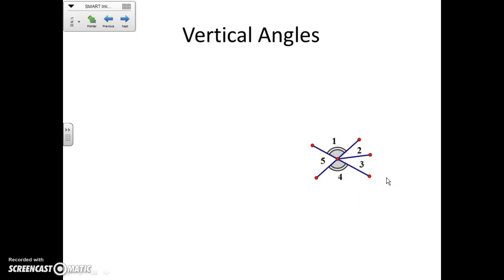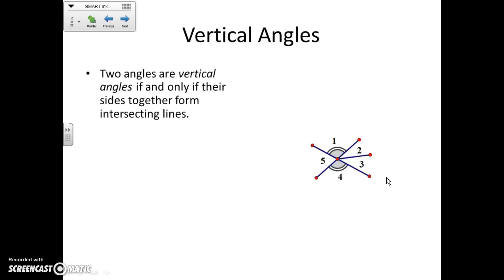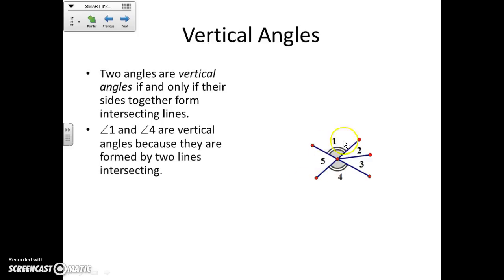Now let's look at vertical angles. Two angles are vertical angles if and only if their sides form intersecting lines. So in this diagram, angle 1 and angle 4 are vertical angles because if you look, this line and this line both intersect and they form the sides of these two angles. Angle 1 is formed by those two lines and angle 4 is as well.